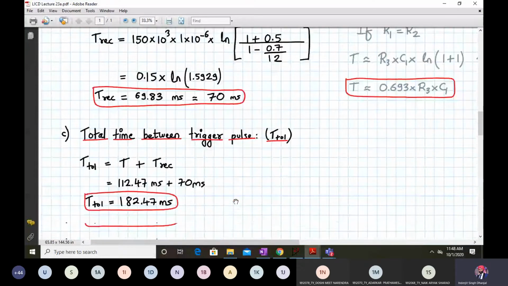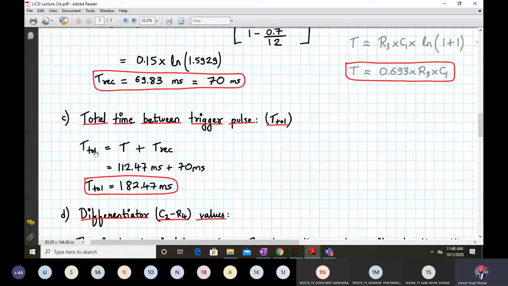Now the total time period between the trigger pulses will be capital T plus T recovery. That will be 112.47 milliseconds plus 70 milliseconds, which is 182.47 milliseconds. So this is the value of the total time between the trigger pulses. You will understand all this, just wait.